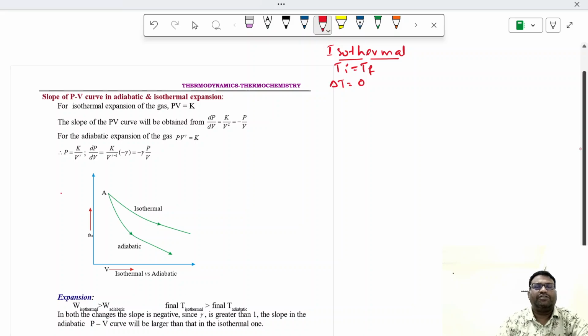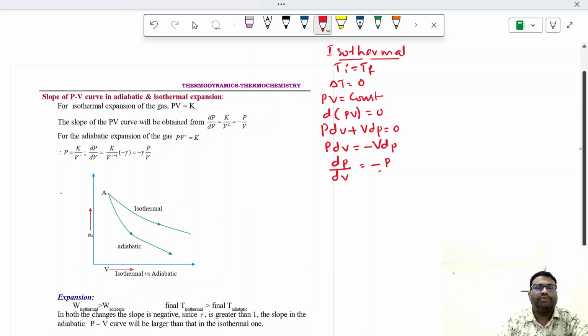So when temperature is constant, from Boyle's law we have studied that PV is equal to constant. If PV is equal to constant, change in PV will be equal to 0. D means change, small change, infinite change. Then d(PV) is equal to P dV plus V dP is equal to 0. P dV is equal to minus V dP. dP by dV is equal to minus P by V.